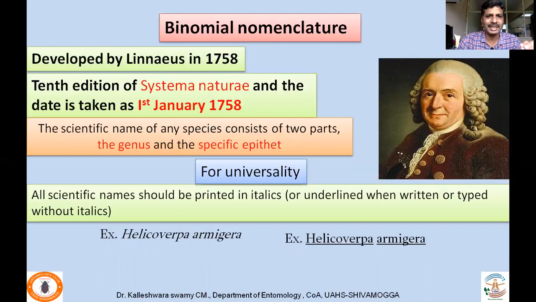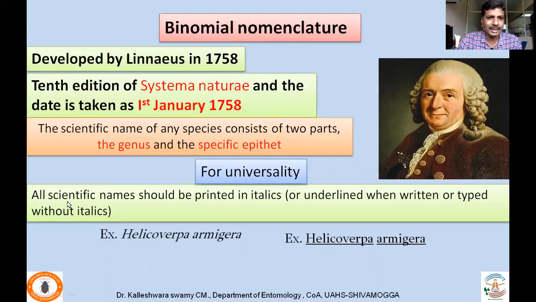The scientific name of any species consists of two parts. That is the binomial nomenclature. The first name is the genus name, and the second name is the specific epithet. That is the species name. It is called an epithet because the specific epithet does not have any meaning unless it is joined with the genus. For example, Helicoverpa armigera is a scientific name. This armigera does not have any meaning unless it joins with the genus name. Armigera may be placed with another genus name, so that the name of that species will differ. That is the importance of the terminology specific epithet.